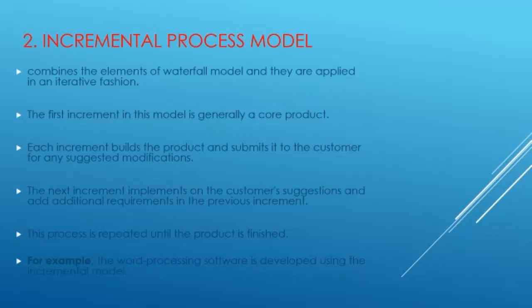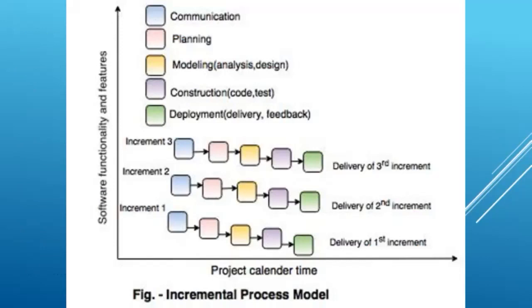For example, word processing software is developed using the incremental model. Friends, this is nothing but the incremental process model. In the incremental process model, there are 5 phases: communication, planning, modeling, construction, deployment. These 5 phases are used in this incremental process model, and many increments occur.